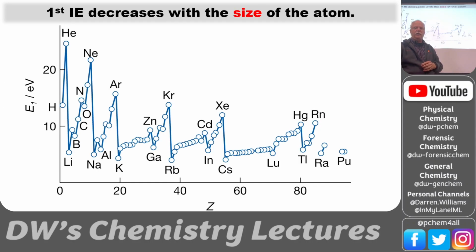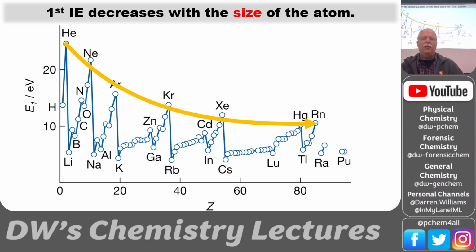So let's look at these individually. This first one: the first ionization energy decreases with the size of the atom. You can see this here going from helium to radon. Even in the noble gases, the first ionization energy decreases as you go down the periodic table, because going down you get bigger and bigger atoms. So radon is actually easier to ionize than all of these other atoms above it.